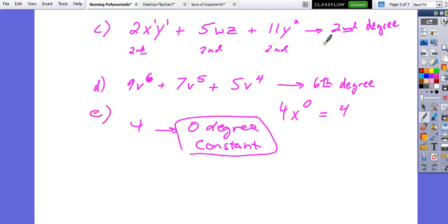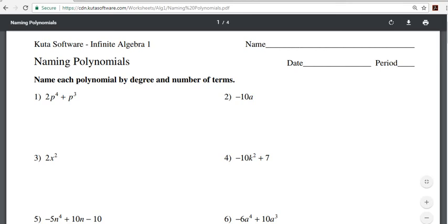Okay, let's take a look at the answers to these examples. Naming each polynomial by degree and number of terms. Technically, it doesn't matter what you put first, the degree or the number of terms. But generally speaking, it's better to put degree first because it's more grammatically correct. If I say quadratic trinomial, I'm describing the trinomial with an adjective, quadratic. It's a quadratic trinomial. Anyway, it sounds a little better. So number 1, Stephen.